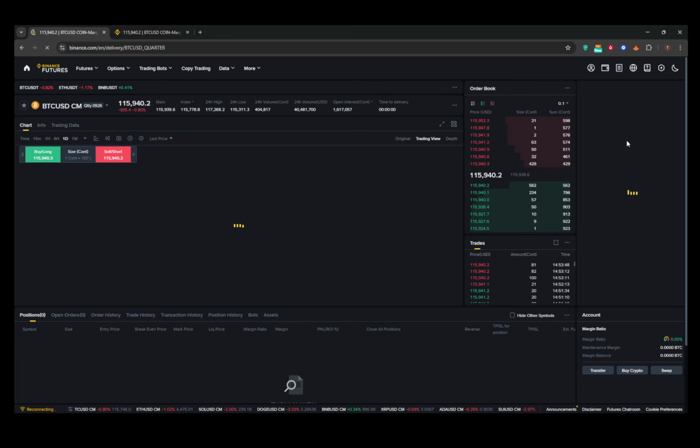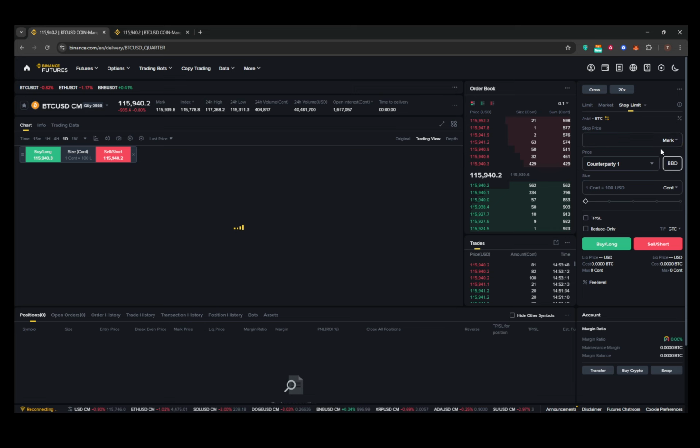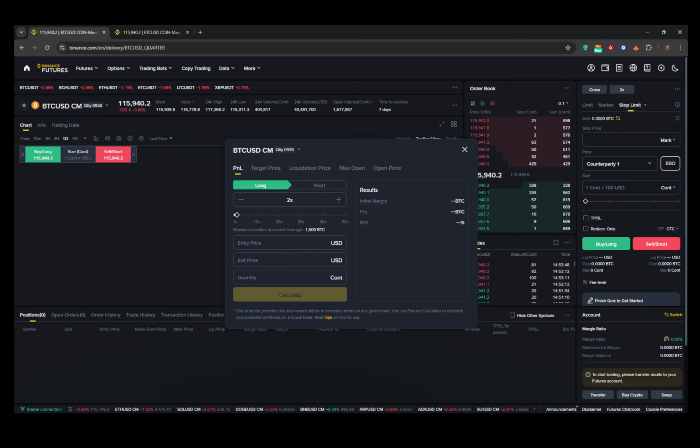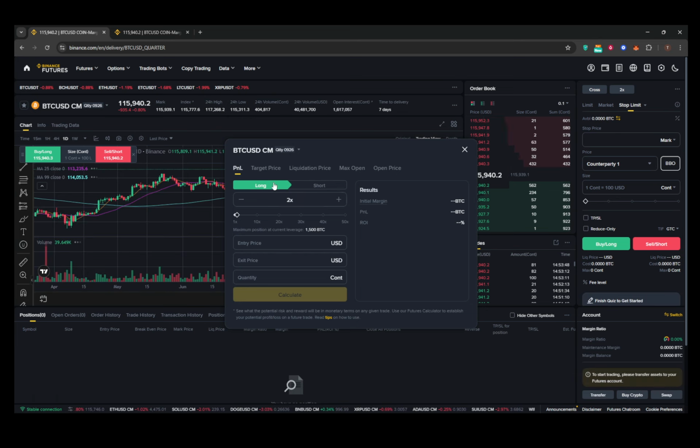From there, you'll need to select the mode that suits your needs, whether it's profit and loss, target price, liquidation price, or something else. Then, choose accordingly if your position is long or short, depending on the direction of your trade. Now, it's time to enter your specifics.